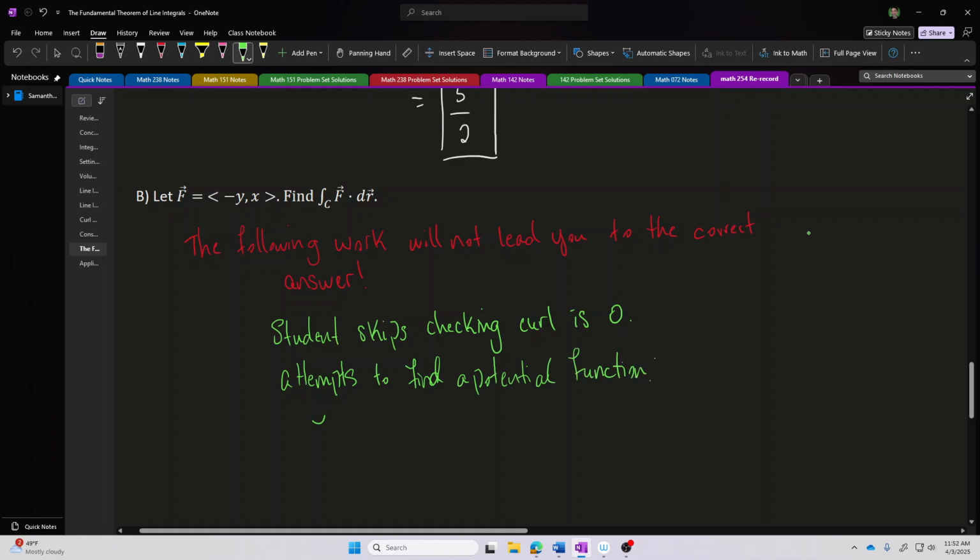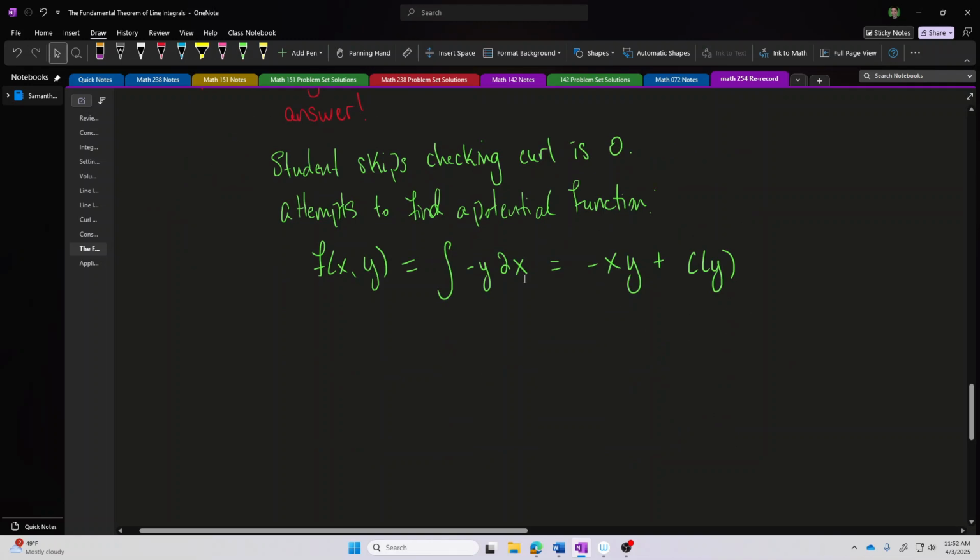So they say, okay, I'm going to find my potential function by integrating the x component of the vector field with respect to x, and that gives me negative xy plus some terms that might not contain any x's, some invisible terms. Only terms containing x are visible in this first representation.